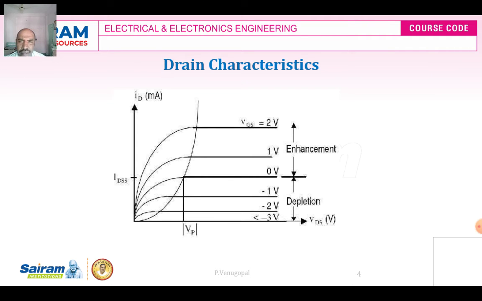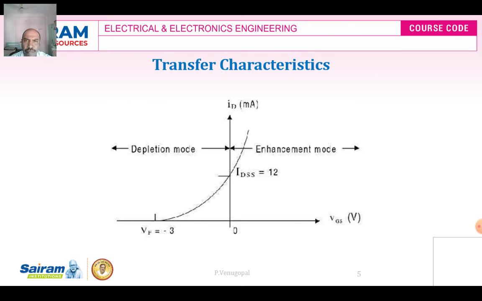And let us see the characteristics of the MOSFET, the drain characteristics. The drain characteristics are the output characteristics, which is the graph of VDS versus ID for different values of VGS. You are observing that if the voltage crosses 0 volts, it belongs to enhancement type MOSFET. If the voltage goes below 0 volts, the MOSFET is operating in the depletion mode.